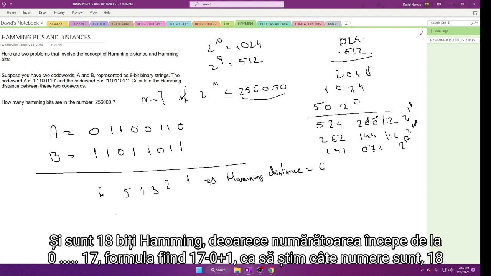And there are 18 Hamming bits. Why 18? Because the counting starts at 0, so it's 0, 1, 2, 3, 4, and so on until 17. The formula for this one is 17 minus 0 plus 1, to know how many numbers are in this range, so it's 18. So there are 18 Hamming bits in the number 256,000, sorry.